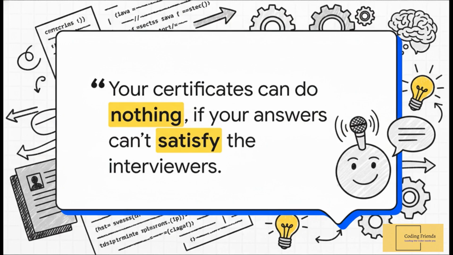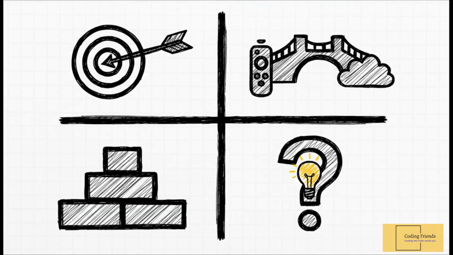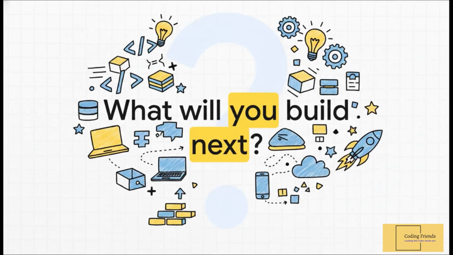Your answers have to be satisfying. So how do you do that? It really boils down to these four things. Be clear and concise, no rambling. Use simple analogies like the ones we've used today to make complex topics easy to understand. Structure your answer. Start with a definition, then give an example. And maybe the most important tip of all, explain the why. Don't just say what something is, explain why it's important and why a developer would use it. That shows true understanding.